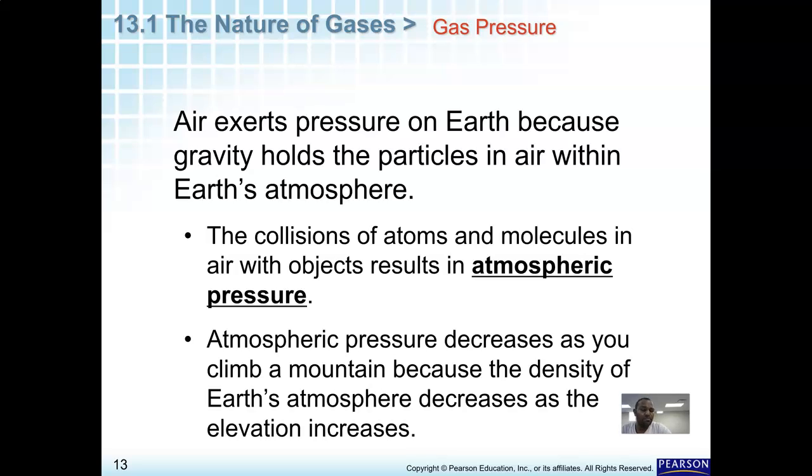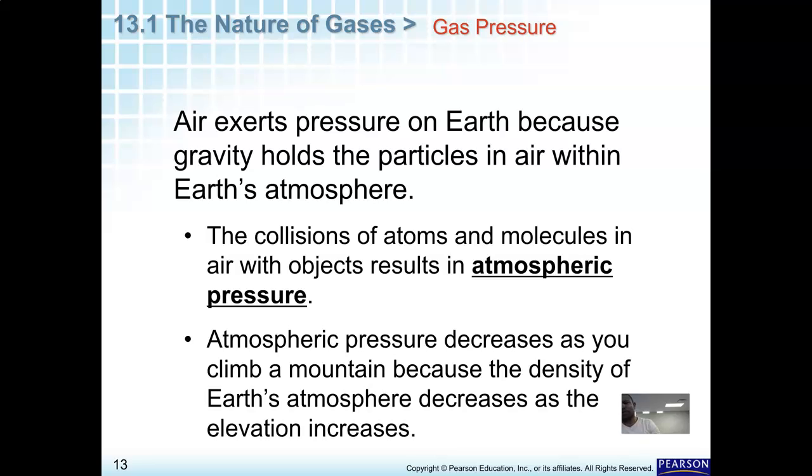Air exerts pressure on the Earth because gravity holds the particles in air within the Earth's atmosphere. You know, the gravity of the Earth doesn't hold just liquids and solids to the Earth, but it also holds our atmosphere to the Earth, so that the atmosphere will not evaporate. The collisions of atoms and molecules in air with objects result in atmospheric pressure.